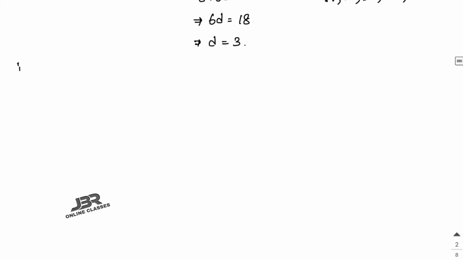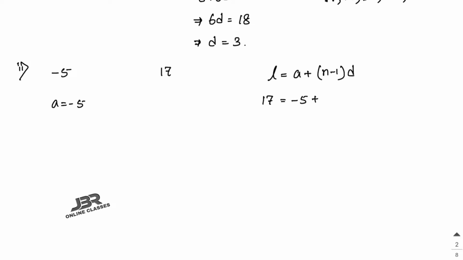Number 2, insert 10 arithmetic means between minus 5 and 17. Prove that their sum is 10 times the arithmetic mean between minus 5 and 17. Okay, so the first number is minus 5 and the last number 17. So that means a equal to minus 5, and L, the last, that is a plus (n minus 1) into d, that one equal to 17, a is minus 5.